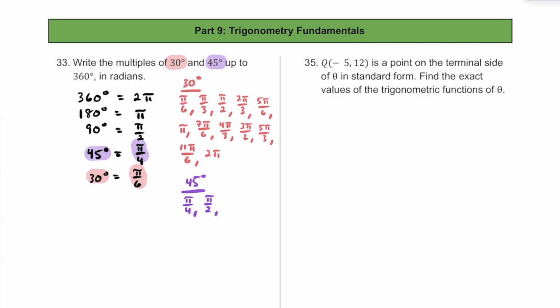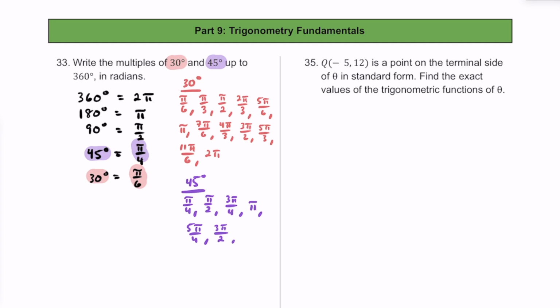If we add another pi over 4 to that 2 pi over 4, that's going to be 3 pi over 4. So what's 90 plus 45? That's 135 degrees, right? And then if we add another pi over 4, that's going to be 4 pi over 4, or the same thing as pi. So that's 180 degrees. All right. After that, if we add another pi over 4 onto that, that's going to be 5 pi over 4. So that's the same thing as 180 plus 45, or 225 degrees. If we add another pi over 4, that's going to be 6 pi over 4, but that simplifies down to 3 pi over 2. That's the same thing as 270 degrees.